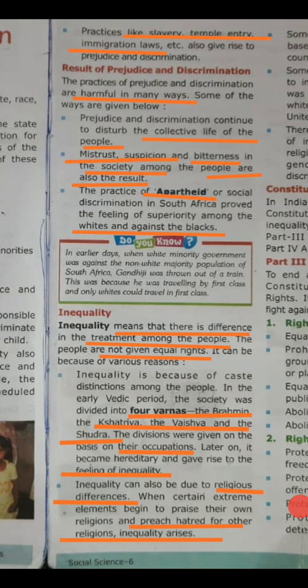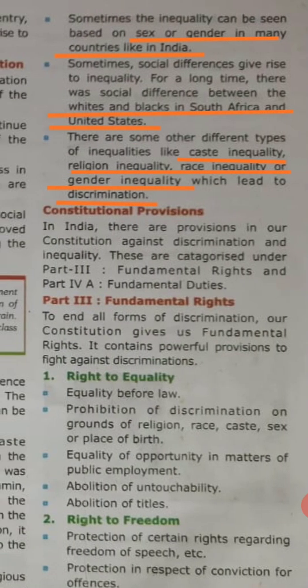Inequality can also be due to religious differences, when certain extreme elements begin to praise their own religions and preach hatred for other religions. Inequality arises. So inequality is because of the caste system, and inequality is because of religious differences. That we say that our religion is very important, very pious. For example, we have the religion of Islam, so we say that our Islam is best, other religions are very bad. So this gives rise to inequality. We should not say this. We should say that all the religions are good. People are practicing Hinduism, Islam because of choice, because India is a secular country. Everyone is given the right to practice his or her own religion.